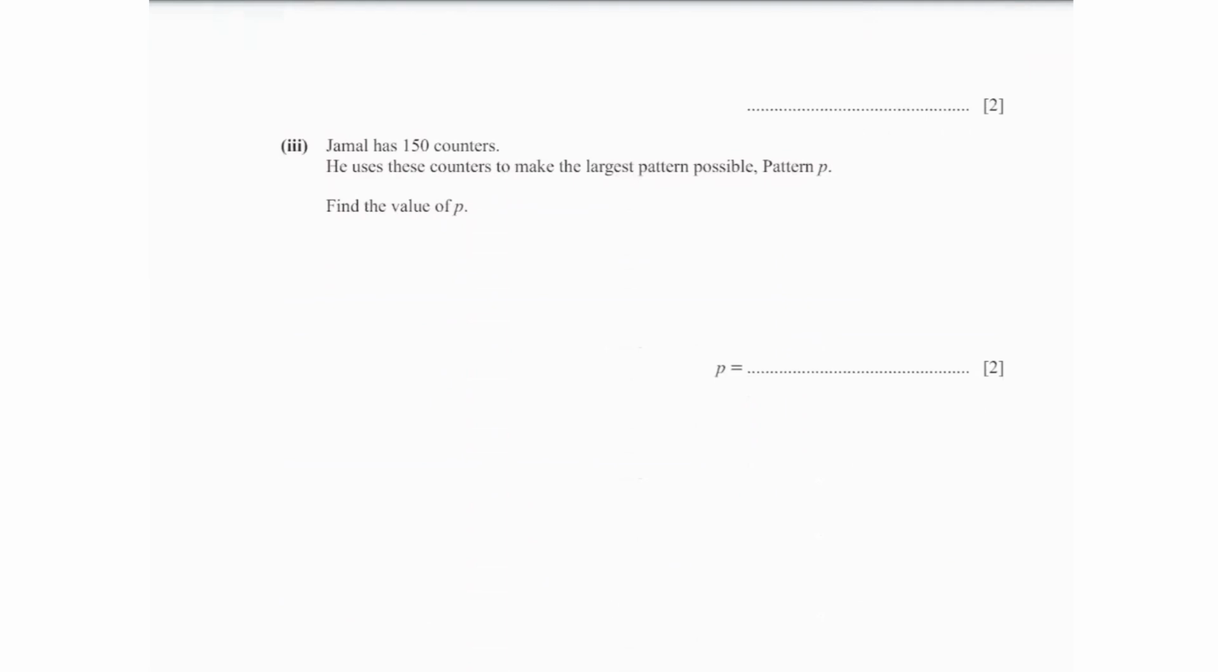Then it says, Jamal has 150 counters. He uses these counters to make the largest pattern possible, pattern P. Find the value of P. So we're going to use the same nth term, 4n plus 4. 150 counters is equal to 4p plus 4. Replace n with p because that's the pattern he's trying to identify.